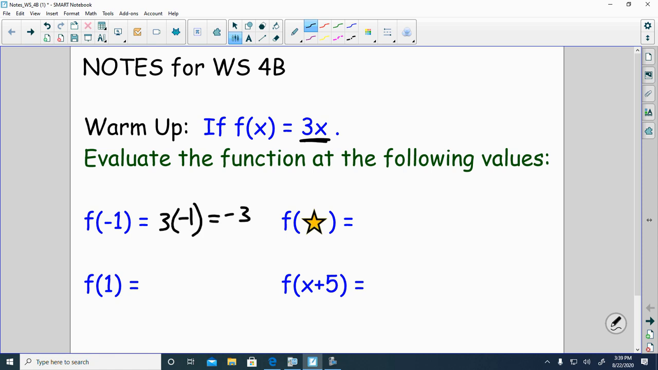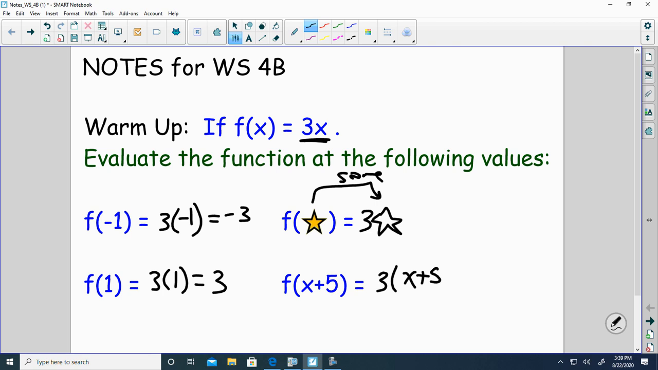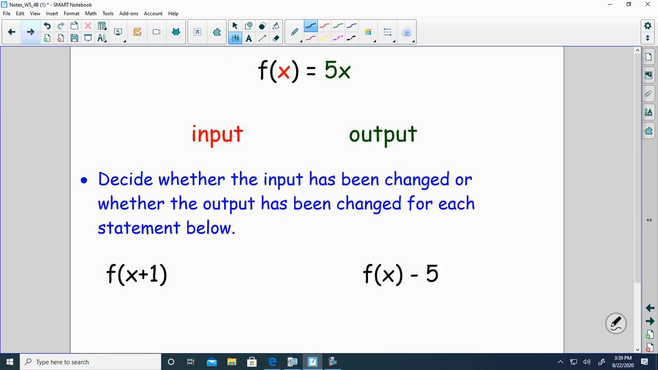This one's going to be f at star. So I'm going to wind up with, let's pretend I can draw a good star. And that's a star. Those are supposed to be the same. F at 1, I have 3 times 1, which comes out to just 3. And then f at x plus 5, that's 3 times x plus 5, and you should probably distribute over the parentheses at that point. So you get that. Okay, very simple.